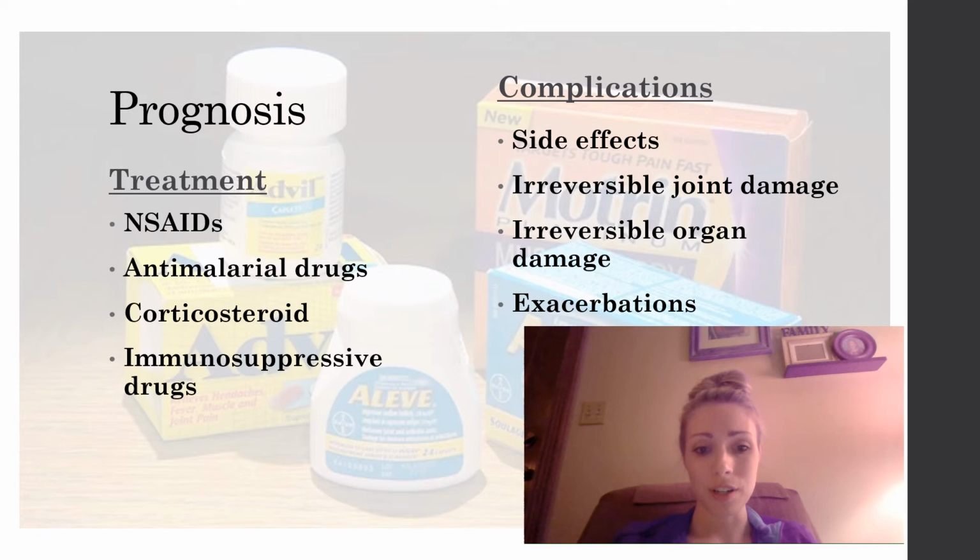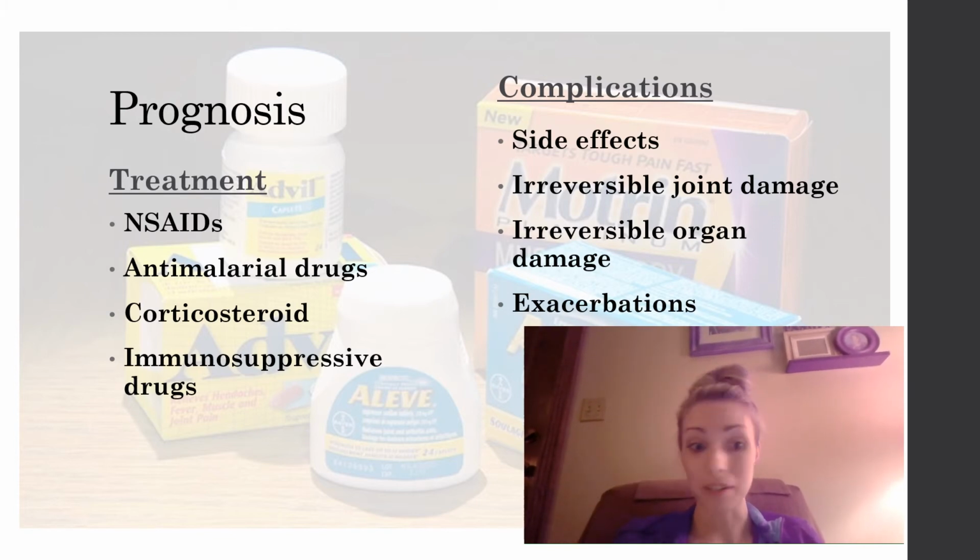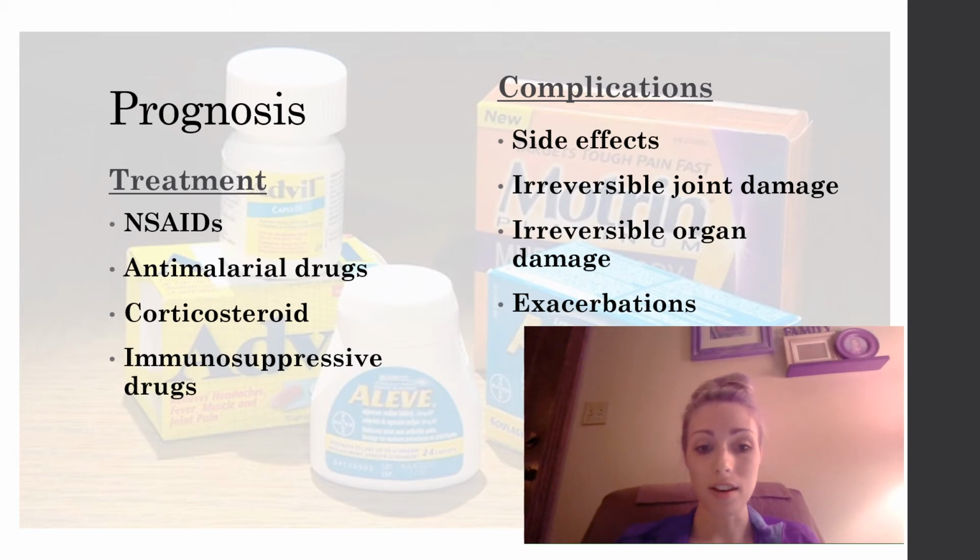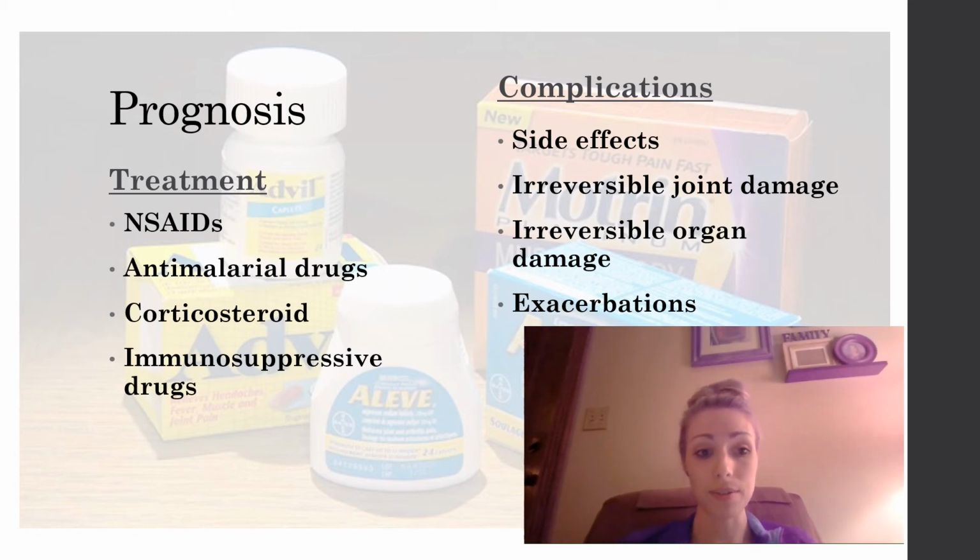Initially, SLE is treated with NSAIDs to control fever, arthritis, and mild pleuritis. Unfortunately, due to chronic NSAID use, oftentimes GI manifestations may persist or may develop. And oftentimes, after using one NSAID for a prolonged period of time, they become ineffective in treating pain and doing their job. So secondarily, they use an antimalarial drug to treat the cutaneous and musculoskeletal manifestations of the disease.